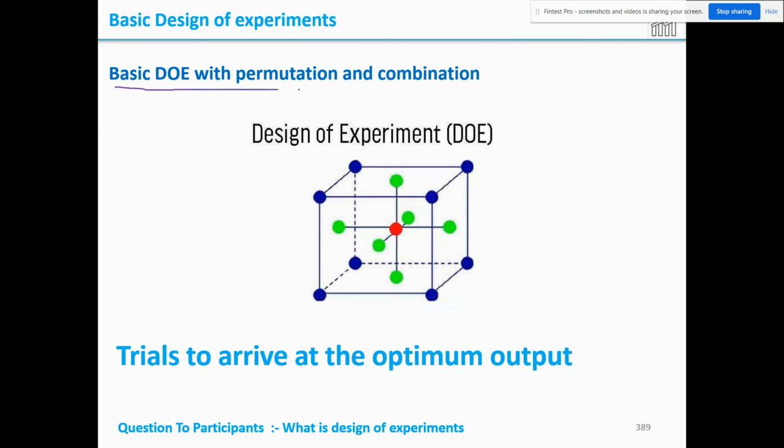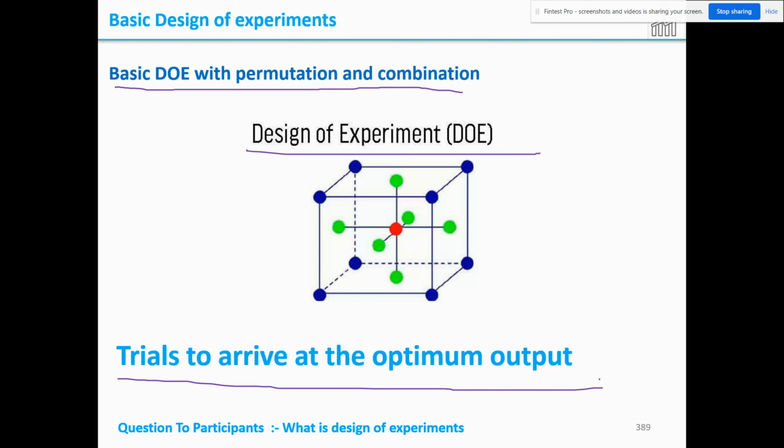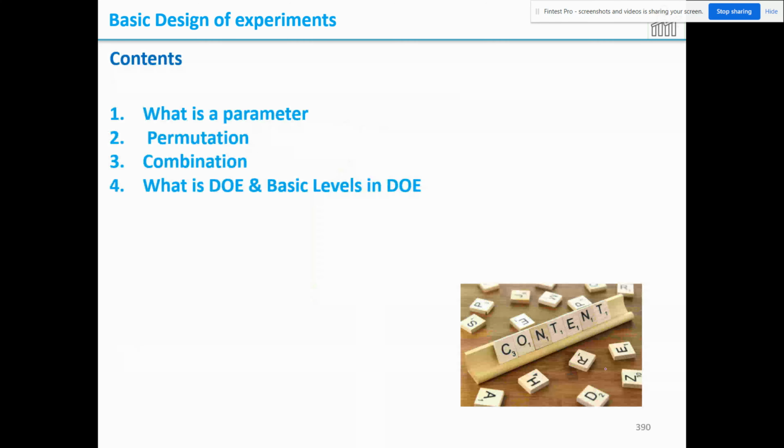Now let us see basic design of experiments with permutation and combination. We run trials to arrive at the optimum output. Why do we do design of experiments? The right combination will give the right result. Therefore, we use design of experiments. Before entering into that, we'll see what a parameter is, what permutation and combination are, what DOE is, and the basic levels of DOE.